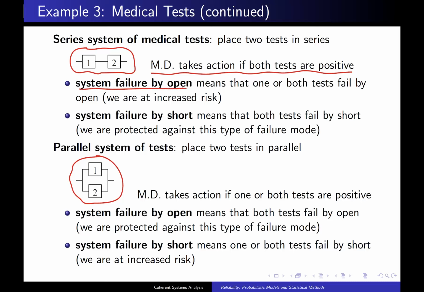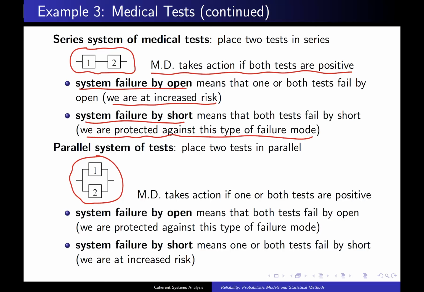It means that one or both of the tests fail by open, and this is an outcome that has us at increased risk. What does system failure by short mean here? It means that both tests fail by short, and we are actually protecting ourselves against this type of failure.